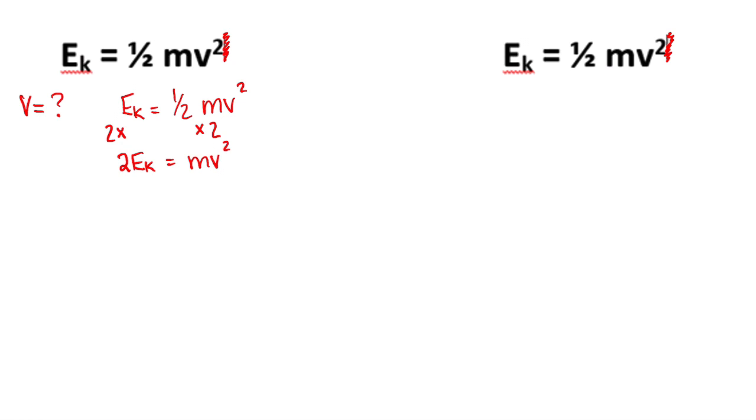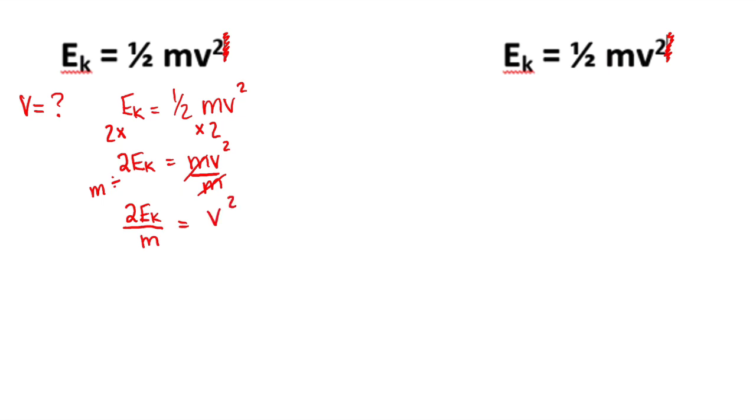In order to isolate v by itself, we're going to divide this by m. You could also use a division symbol, either or. Here this m is going to cancel out. So we're going to have 2ek over m, it becomes a fraction, is equal to v squared.